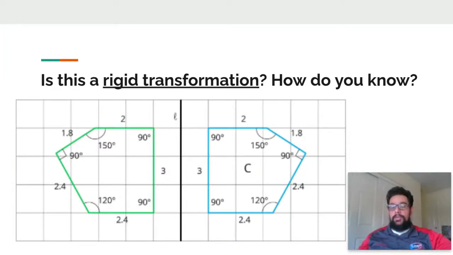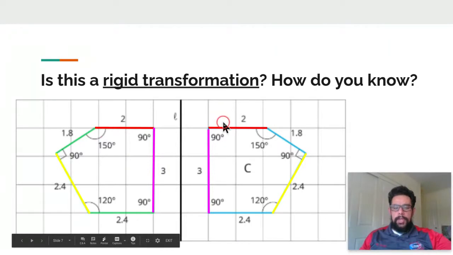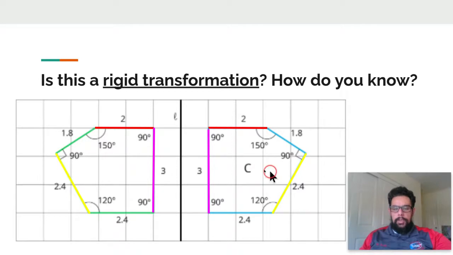All right, now here we have some examples. Is this a rigid transformation? How do you know? So we have a reflection. Now here are some examples. These are all corresponding sides. The colors that are the same are corresponding sides. The two red sides up here, these are corresponding sides. The purple ones are corresponding sides, and the yellow ones are corresponding sides. I didn't do the rest. And now what I want you to see is the corresponding side lengths are the same. So all the reds are 2. All the greens are the same. All the yellows are 2.4.